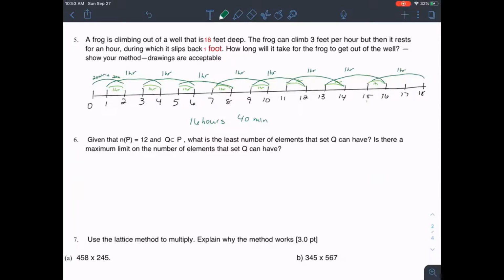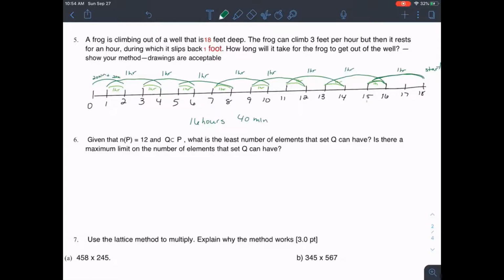What I did is I just created a number line for the 18 feet that are the depth of the well, and I started over here at 18 and got my way to 0, which would be out of the well. So I just modeled how for every hour the frog can jump the 3 feet. But then he rests for 1 hour, and as he rests, he goes back a foot. So that takes an hour.